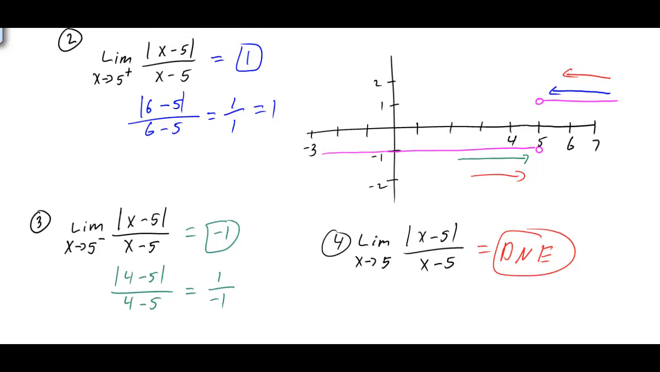Okay, so if you're looking for a one-sided limit, from the left-hand side, it's a negative 1. From the right-hand side, it's a positive 1. But if we look at the limit as x simply approaches 5 from both directions, it does not exist because we're approaching two different numbers.